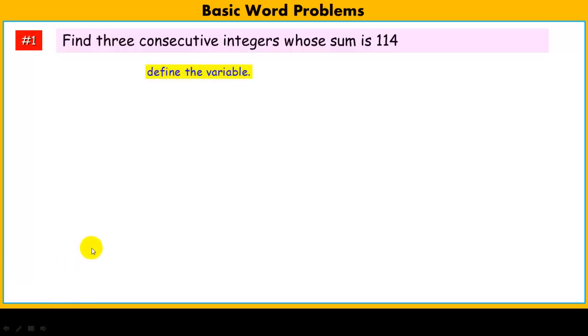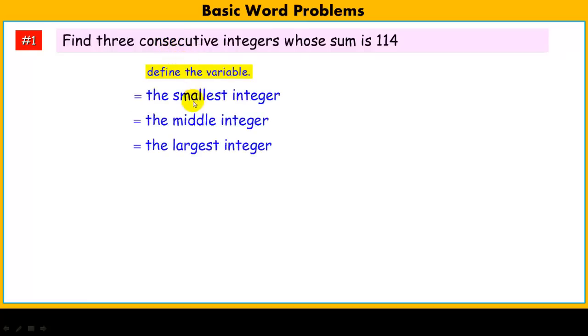Define our variables. 3 consecutive integers just mean they're right next to each other, 6, 7, 8, or whatever. So remember, anytime we have 3 integers, we have the smallest, the middle, and the large. So I'm going to define my variable as x is the smallest. The next ones would be x plus 1 and x plus 2. We have to add these all up, and of course it adds up to 114. So 1x, 2x, 3x plus 3.